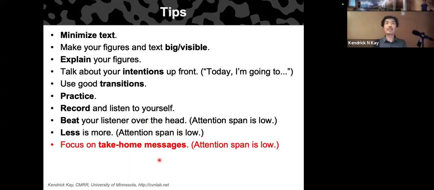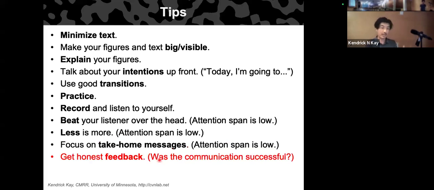It's very helpful at the end of your 10-minute talk or your hour-long talk to remind the audience what the take-home messages are, because they're tired, they don't care, they're hungry, whatever it is. Okay. And I've already mentioned this one.